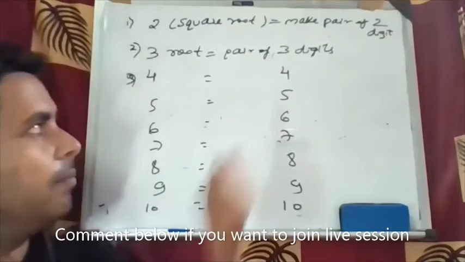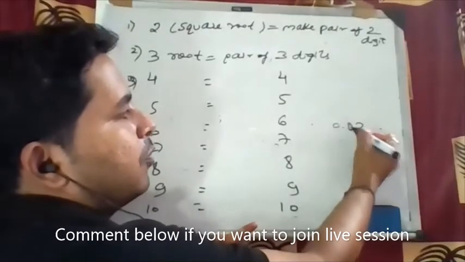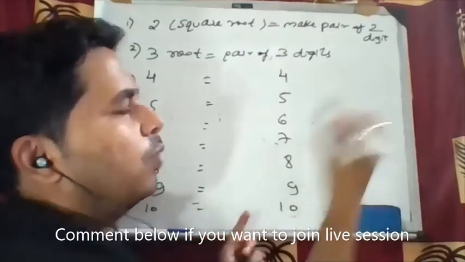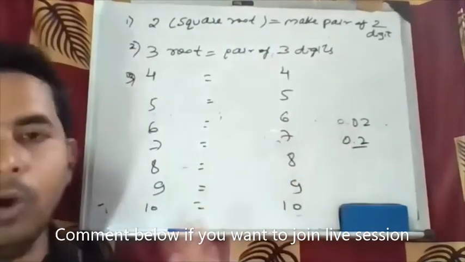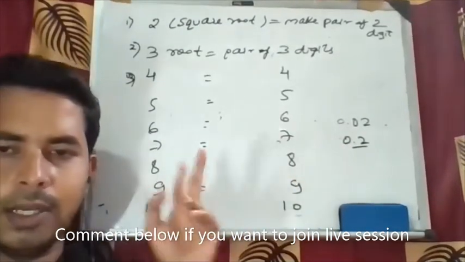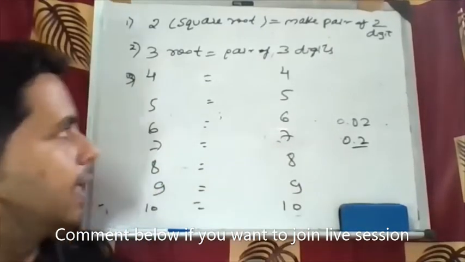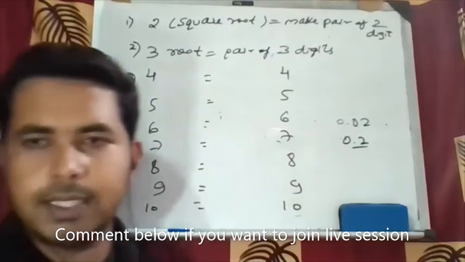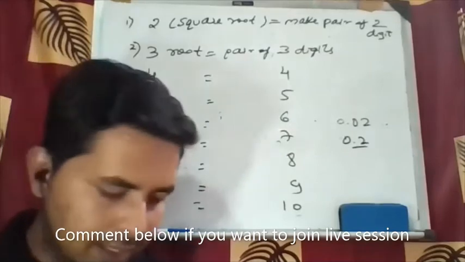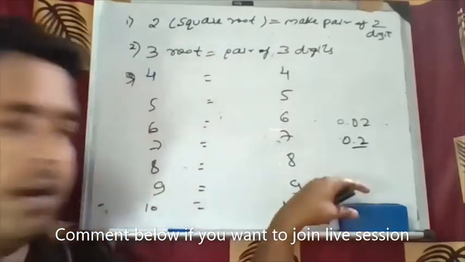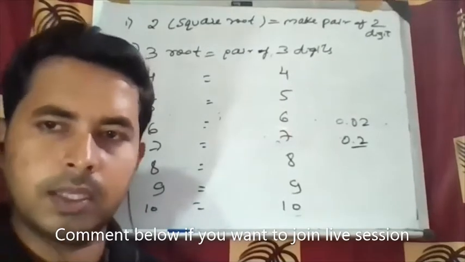If they ask a square root, make pairs of 2 and keep the decimal according to how many pairs there are. If only one pair is there, only 1 decimal place. 2 pairs, 2 decimal places before. 3 pairs, 3 digits before. Like that. So keep in mind, it's simple to remember. 4 digit groups, 5 digit groups, like that you have to make groups. Understood this concept? Yes, sir.